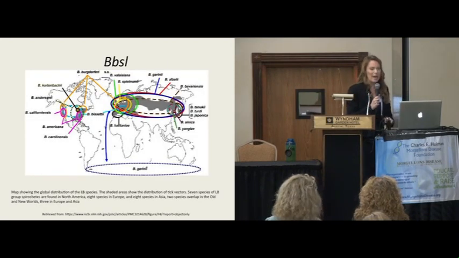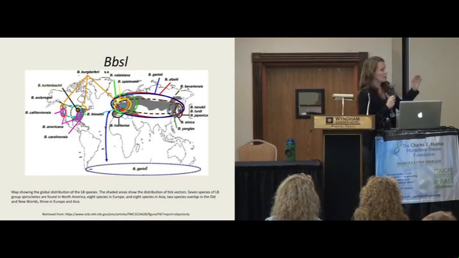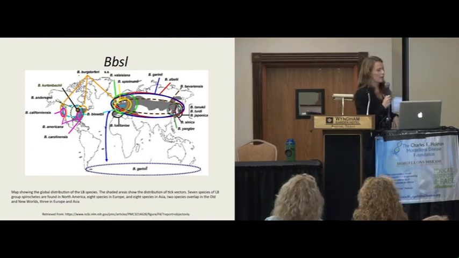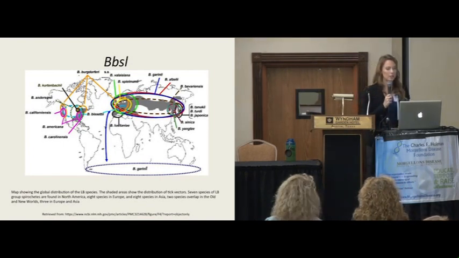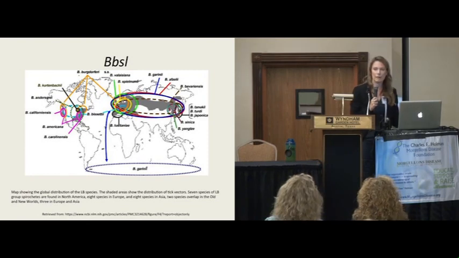So this is a nice map. This is looking at the sensu lato group. Again, this is the Lyme disease causing group. Up at the very top with those orange arrows, you can see the Borrelia burgdorferi sensu stricto, and you can see it's found throughout the Americas and in Europe as well. But it just gives you an idea that there are a lot of different species of Borrelia that are found worldwide.